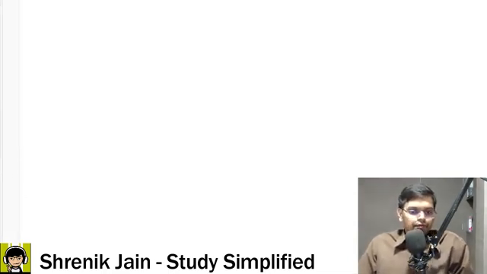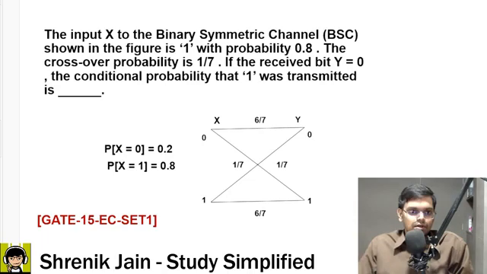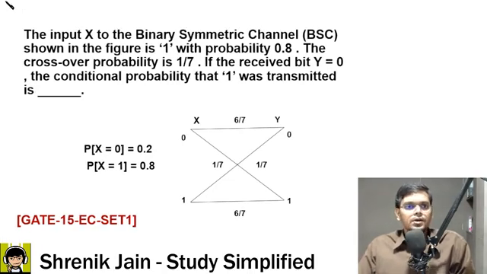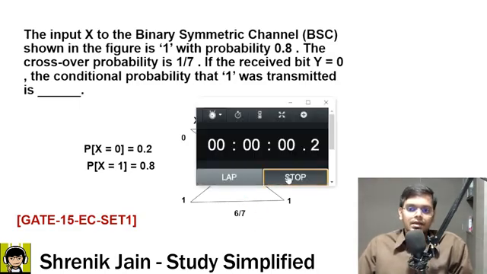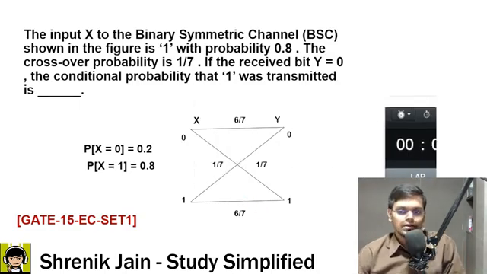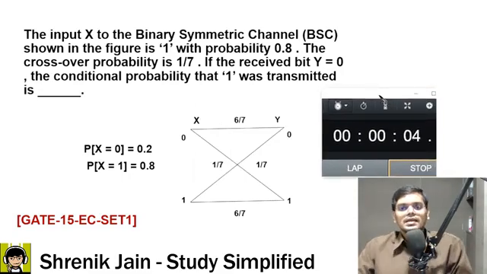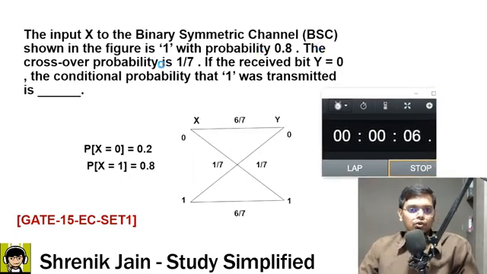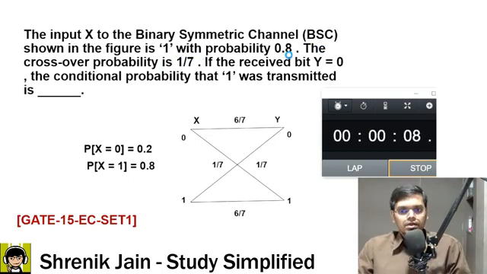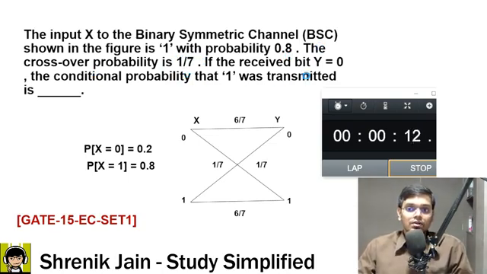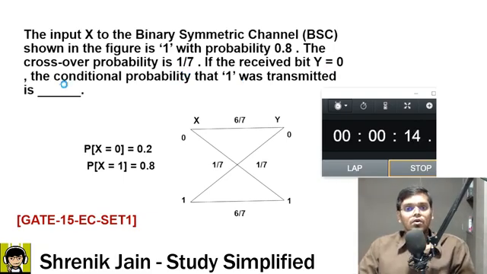The next question in front of your screen is somewhat of a weird question, but it is very interesting. Check it out. The input x to the BSC, not Bombay Stock Exchange, okay? This is a binary symmetric channel shown in the figure, and x is 1 with probability 0.8. The crossover probability is 1 over 7. If the received bit y equals 0, the conditional probability that 1 was transmitted is what?